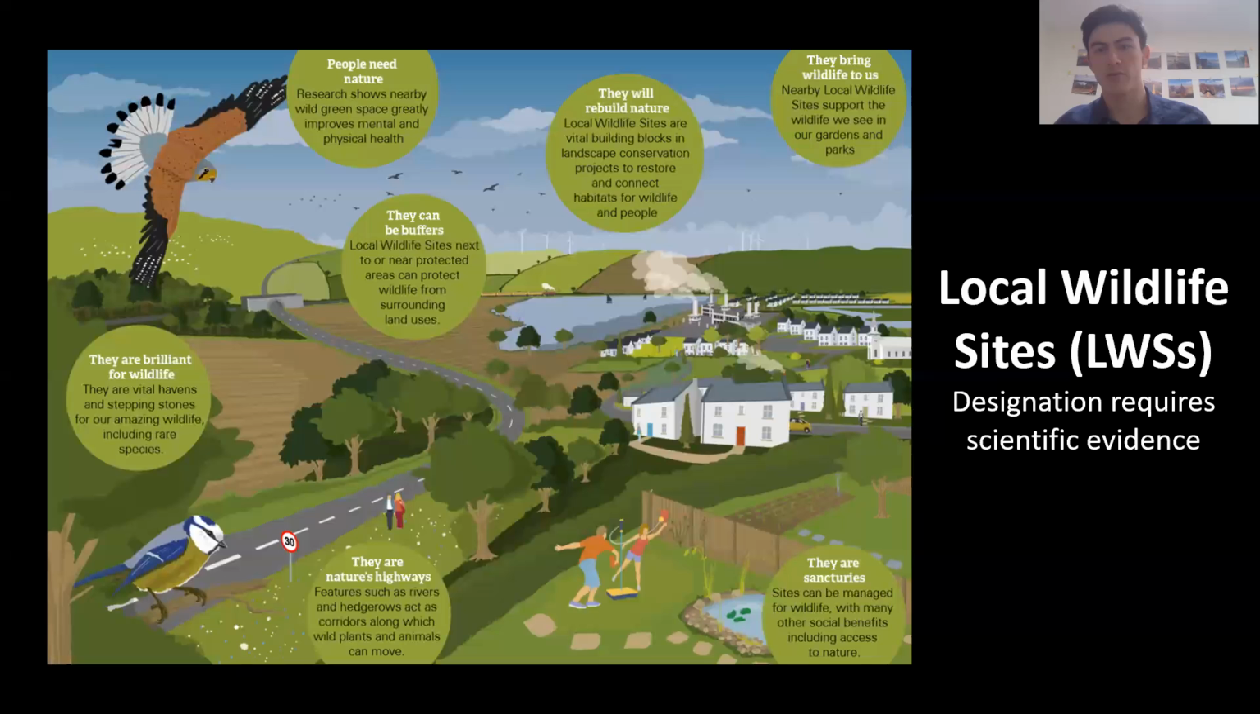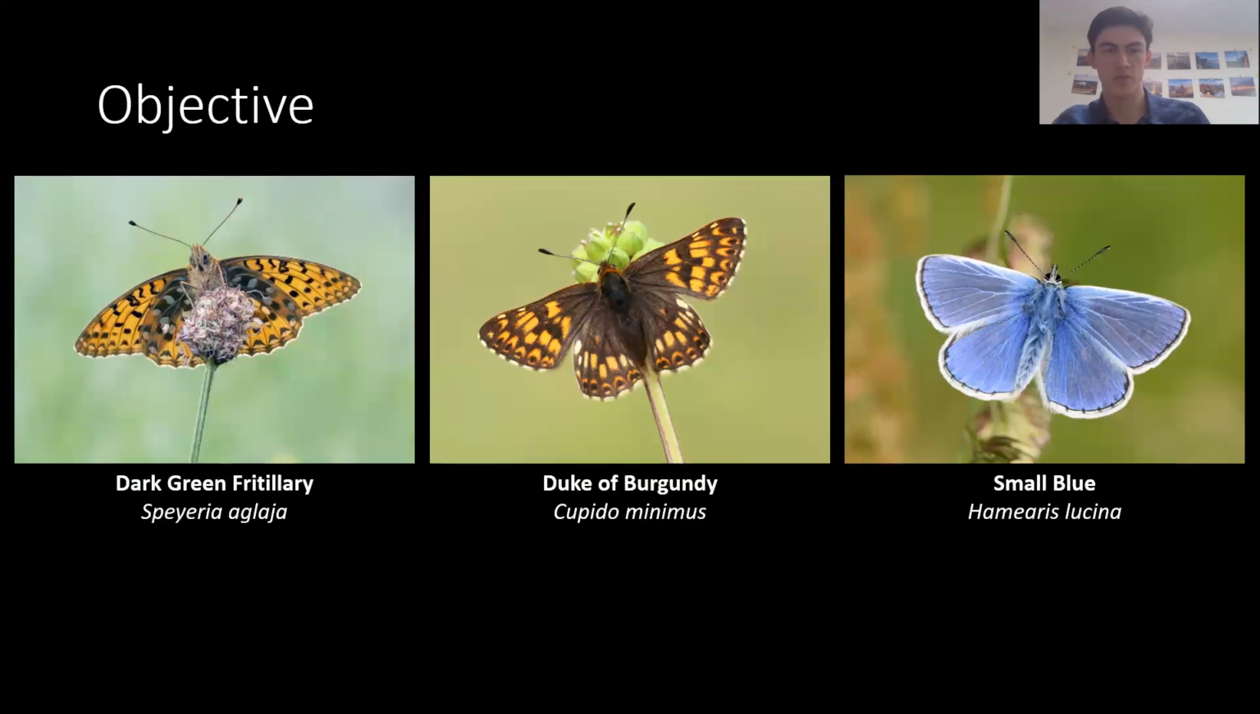To start with some background, local wildlife sites are areas of ecological and public significance administered at the county level. Designating one of these areas requires scientific evidence to be weighed against pre-established criteria. And many of these criteria are species specific. So for that reason, I focused my analyses on 3 species of butterfly. These were the dark green fritillary, the Duke of Burgundy, and the small blue.